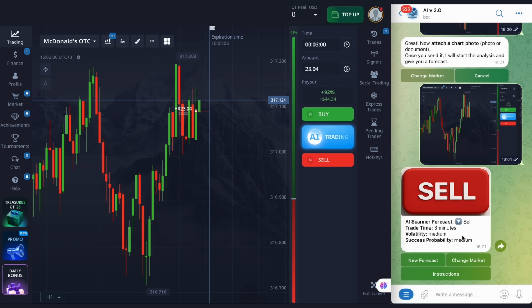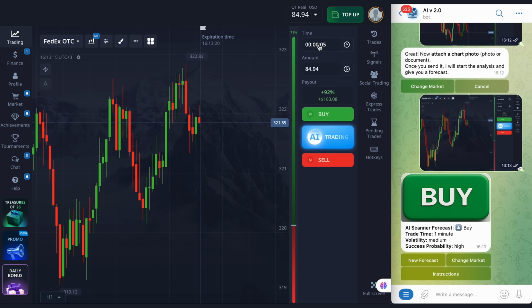Studying candlesticks, it is gonna be a 1 minute buy, setting my timer on 1 minute, executing a buy order as predicted by our AI screener. As we can see from the prediction, AI screener version 2.0 predicting this to be a buy, 1 minute, volatility level medium, success probability set to be high. So we're gonna hold on tight and see how this is gonna play out, ladies and gentlemen.